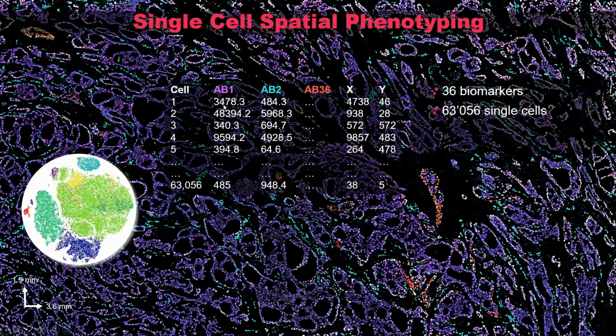Cell 1, for example, will be labeled somewhat with antibody 1, but not with antibody 2. Cell 2 will be strongly labeled with antibody 1 and somewhat with antibody 2, and so on and so forth. These data are analogous to data that you get, say, in single-cell sequencing or even a flow cytometer. The difference in Codex data, of course, is you have XY coordinates. You know where every one of your cells is in X and Y. So you can see here 36 biomarkers, 63,000 cells.